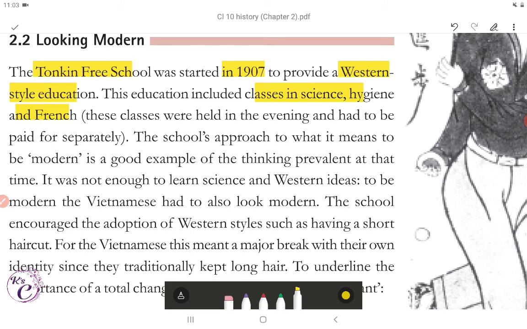The school's approach to what it meant to be modern is a good example of the thinking prevalent at that time. It was not enough to learn science and Western ideas. To be modern, the Vietnamese had to also look modern.